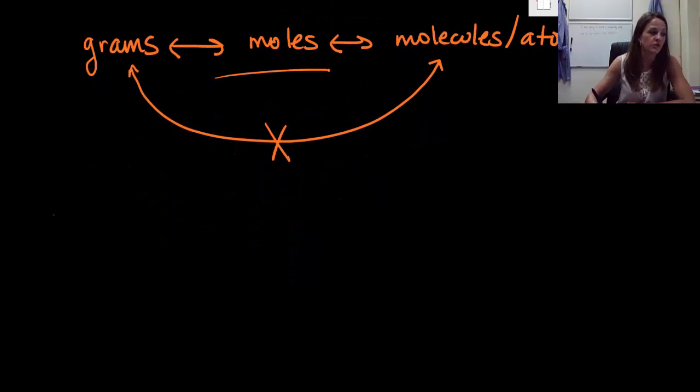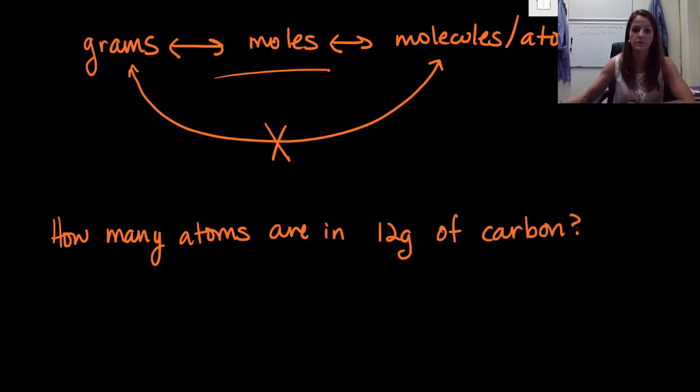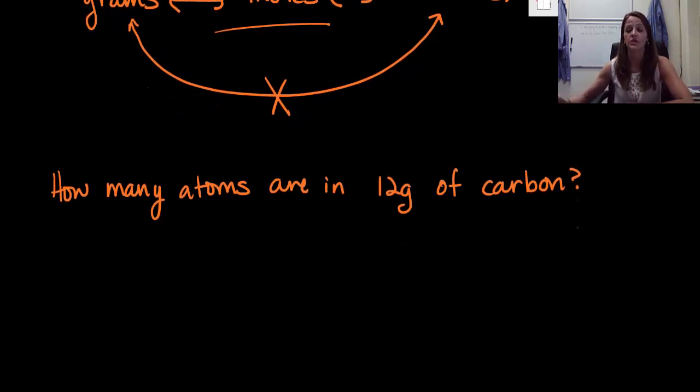So the first thing I want to do together, how many atoms are in 12 grams of carbon? Okay, so we're going to do this together. First thing you need to do is start off with what you know. And so whenever I say start off with what you know, what I mean is start off with something that is very specific to this problem. So we know physically that we have 12 grams of carbon, and we want to know how many atoms are in exactly 12 grams. So start off with what you know.